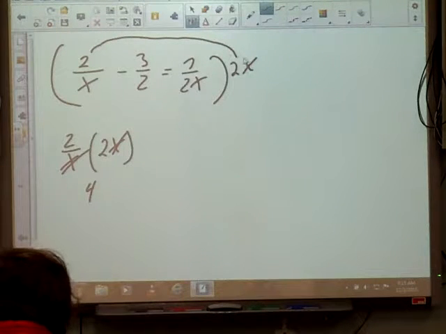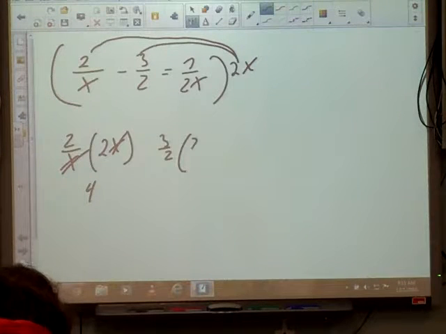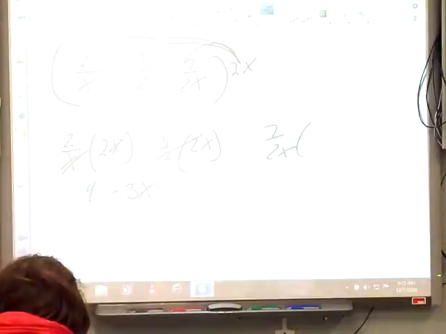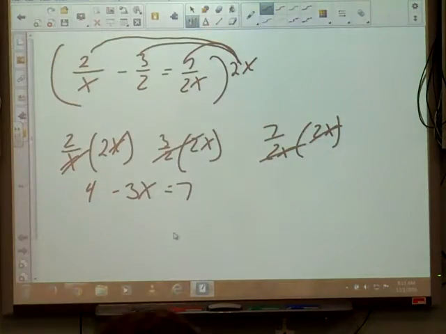Okay, here I got negative 3 halves times 2x. The 2's cancel, so we just have minus 3x. You're good. And on the last piece, 7 over 2x times 2x. The 2x cancels, so it's just 7. Good job, you got there, 7.